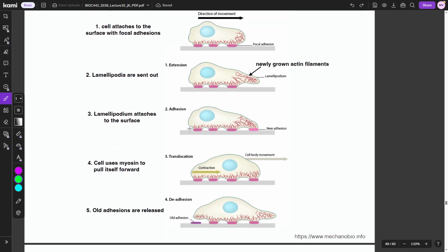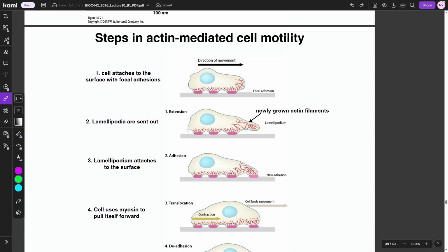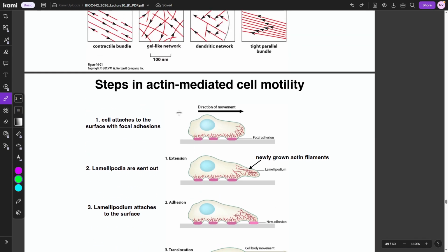Basically, this is a really interesting process, because this is how cells move when they're not floating in a liquid, specifically. So, steps in actin-mediated cell motility. First, we have to look at how it's attached in the first place. So first, the cell is going to attach to any given surface with these focal adhesions.